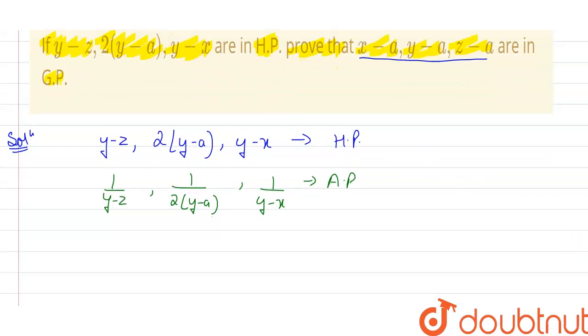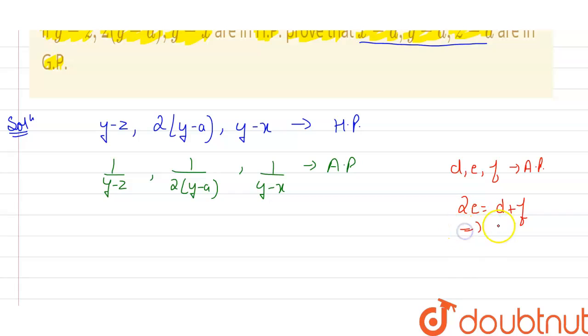Okay, so in that case, what can I do now? I can write here what AP says: let's suppose my terms are D, E, and F. If they are in AP, then 2 times the second term should always be equal to the sum of the first and third terms, that is 2E = D plus F. Also, I can say that E should always equal (D plus F) divided by 2.